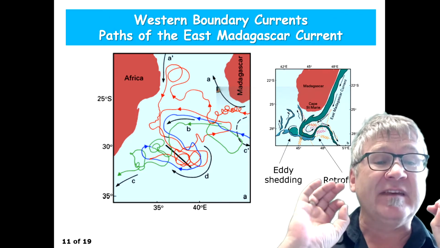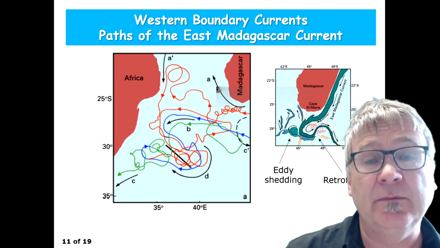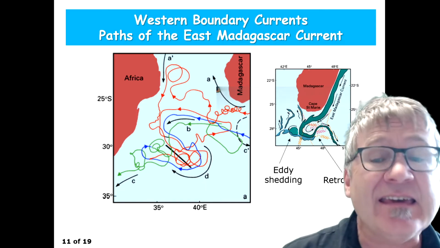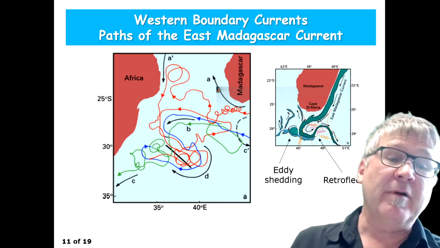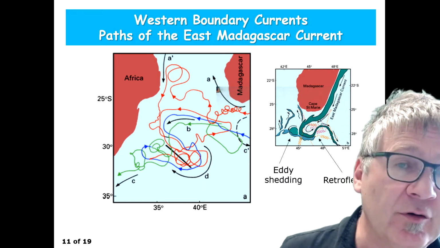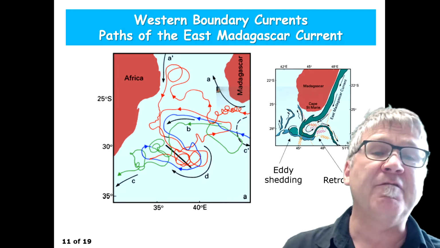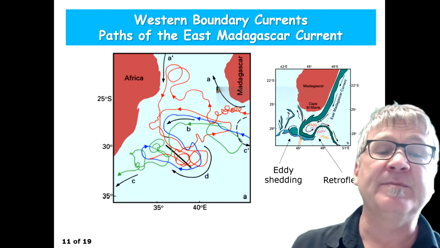In the example of the East Madagascar current, we see something that we will see again with the Agulhas current. Okay, western boundary currents are the swiftest currents on Earth, with speeds above a meter per second. And so what happens here with the East Madagascar current?